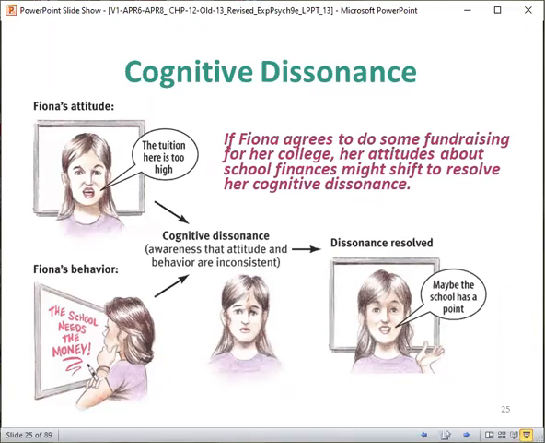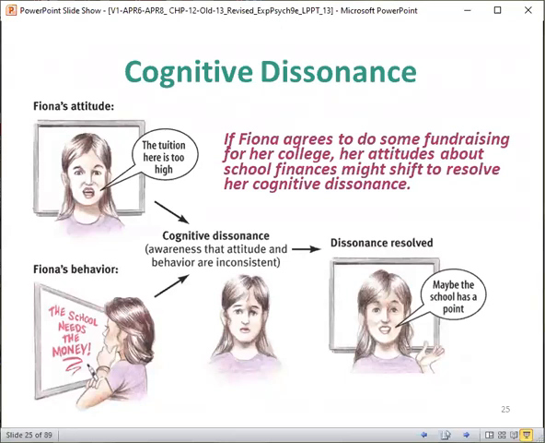Now, what we mean by cognitive dissonance is this. If you have an attitude and a behavior which are in conflict with each other, this is when you have the awareness that your attitude and behavior are inconsistent. It causes some concern within you. It causes what they refer to as dissonance, some discomfort. And that discomfort sort of starts to eat at you. And so you have to do something to resolve it.